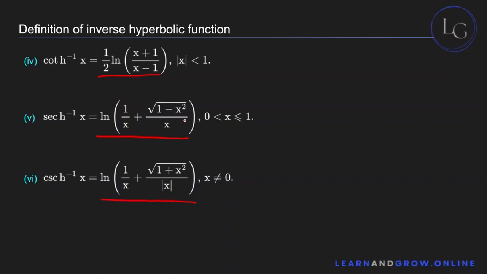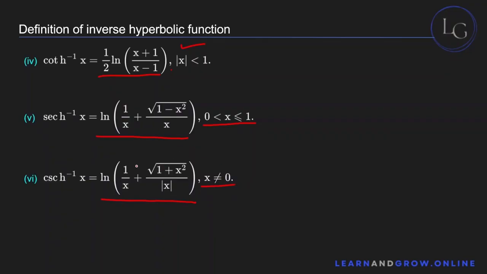But again, remember that the conditions in the function inside of the natural logarithm, you must fulfill the conditions to get the domain. And in this case, it's the absolute value of x is less than 1. In this case, the secant hyperbolic inverse of x, this is the domain, x is greater than 0 and less than or equal to 1. And in this case, the cosecant hyperbolic inverse of x must not be equal to 0. Simple. Okay?